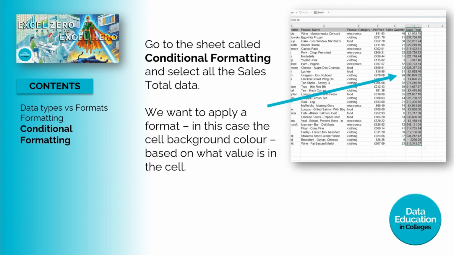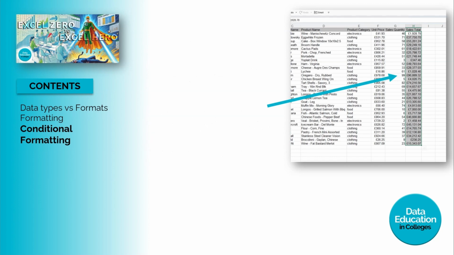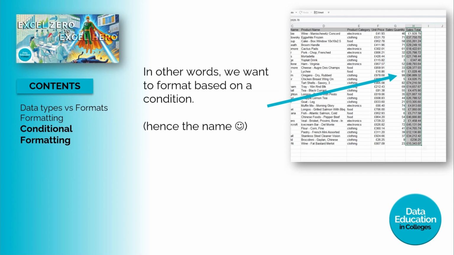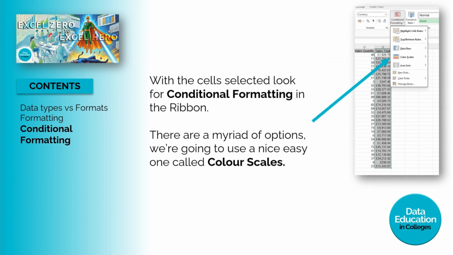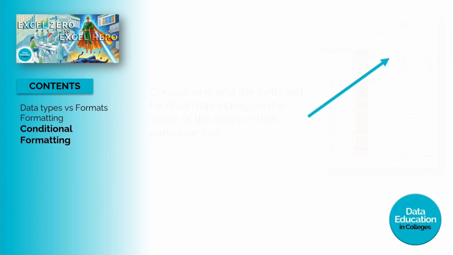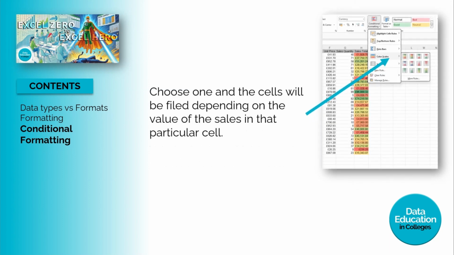Go to that sheet called conditional formatting. In this case, we want to apply a format, a background color in this case, based upon what the value is. So we want to format it based upon a condition, hence the name. With them all selected, just above there, look in the ribbon for conditional formatting. Loads and loads of options. Nice easy one. Just pick color scales and choose one.